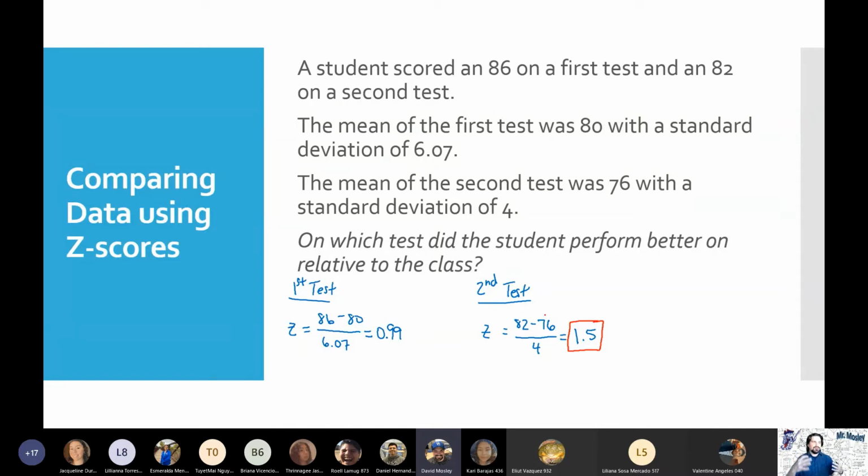However, they were essentially more above average on the second test than the first test, based on the standard deviations and the z-score. Okay? So relative to the class, the student performed better on the second test. And we can make a statement to that. Let's say relative to the class.